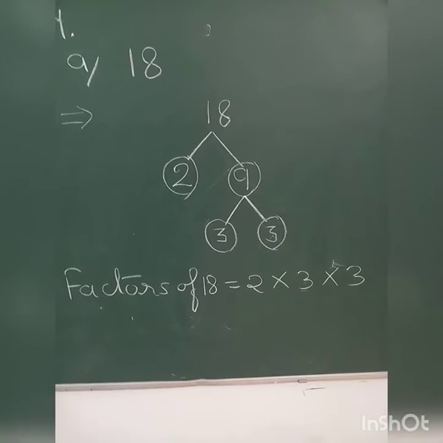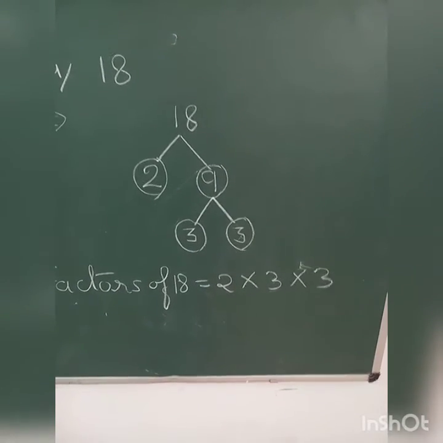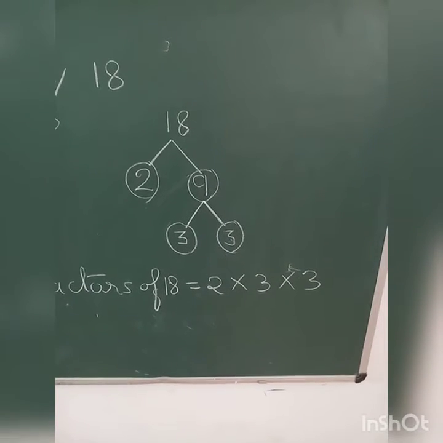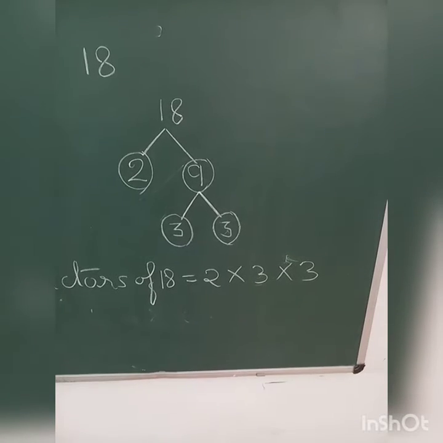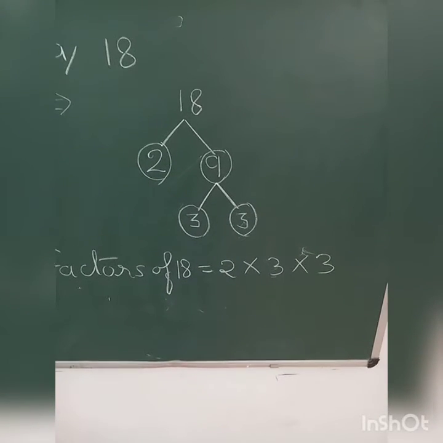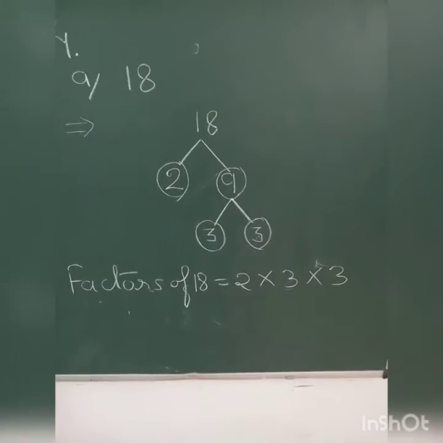Factors of 18 is equal to 2 multiply 3 multiply 3. In this way we can check our answer by multiplying all these factors. So 2 multiply 3 is equal to 6 and 6 3s are 18. So all these factors are correct and this is the prime factorization of number 18.